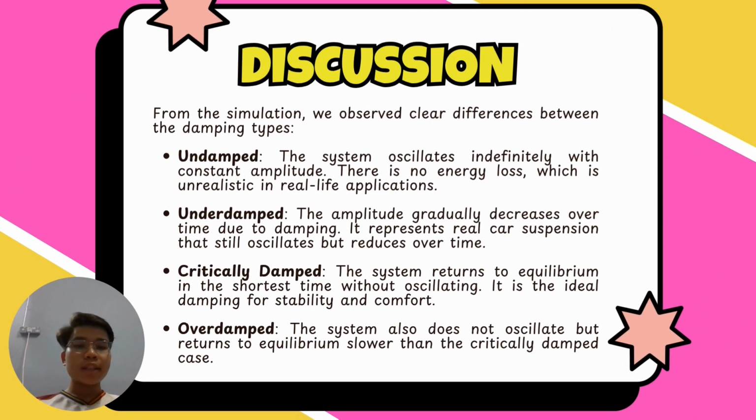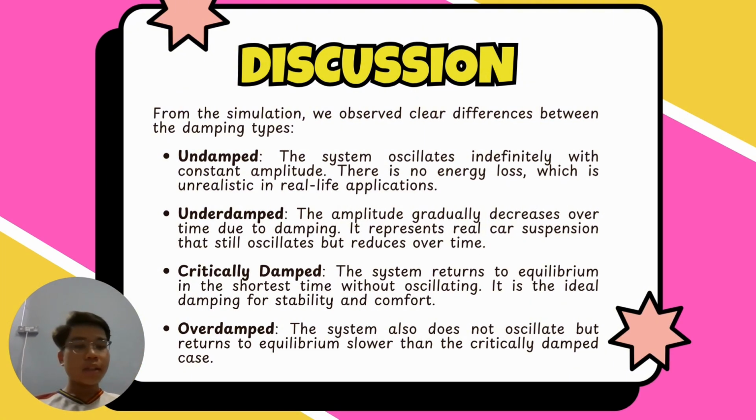Now we will discuss the results obtained. First, for the undamped case, the system oscillates continuously without losing energy. However, this is not realistic in real-world systems where friction and resistance are always present. In the underdamped condition, the amplitude gradually decreases. This reflects most real suspension systems where the oscillations reduce over time but do not disappear instantly.